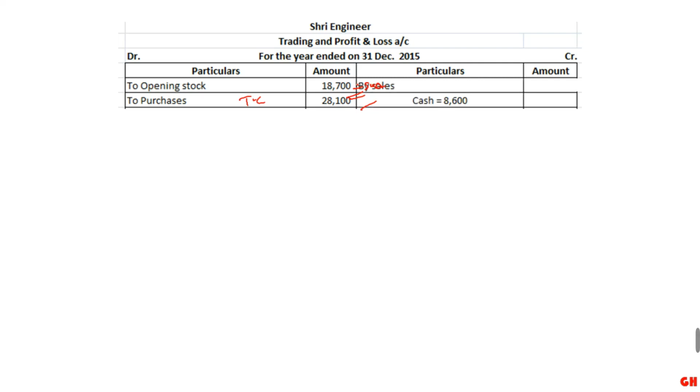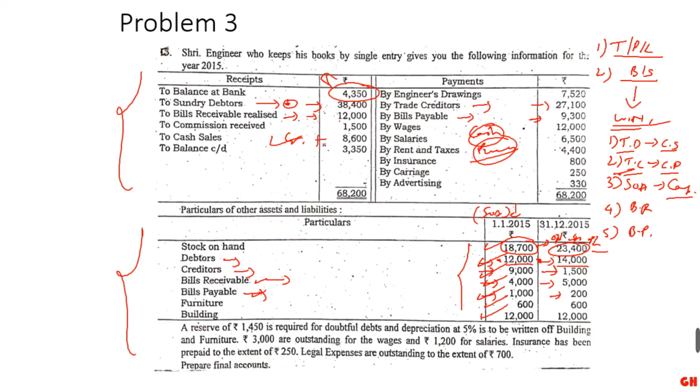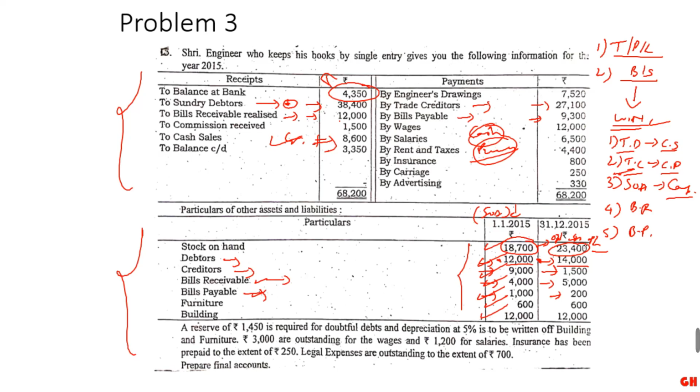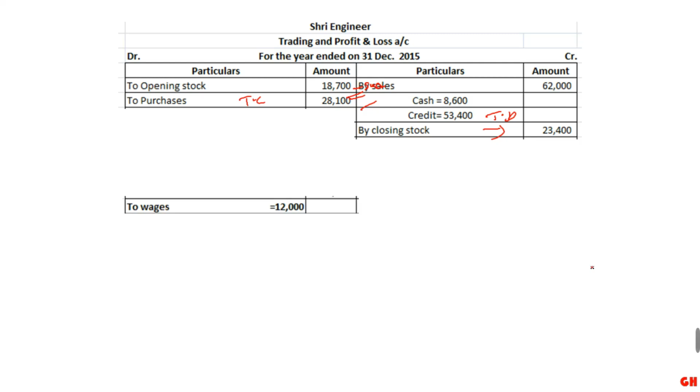By sales has two components. Cash sales 8,600, which we have taken from here, and credit sales we have taken from the total data. So the total is 62,000. Then closing stock we have taken from the additional information, 23,000. This will come in the balance sheet, closing stock.